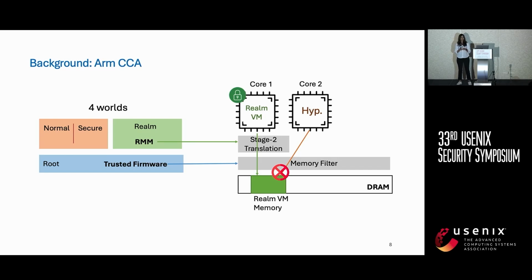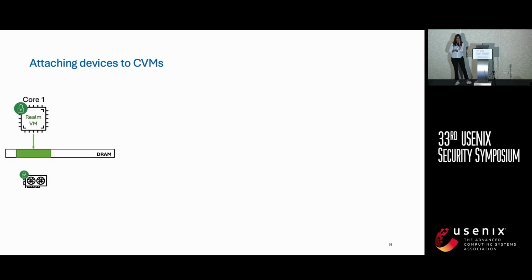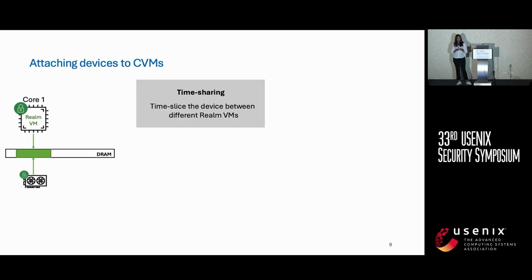Now, I understand that this was a lot of information on one slide, but there are 2 key points that we need to remember from this slide. First, that these memory filters programmed by the trusted firmware isolate the worlds in CCA, and second, that the stage 2 translation tables programmed by the RMM isolate the realm VMs from each other. Now, that said, in CCA, we want to give these devices direct access to processor memory. And the way we do this is using CCA's optional device assignment extensions. But as I will show in the rest of this talk, we need to be careful while using this extension to ensure security.